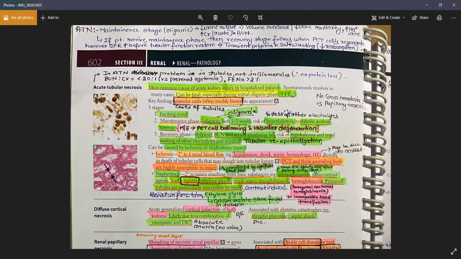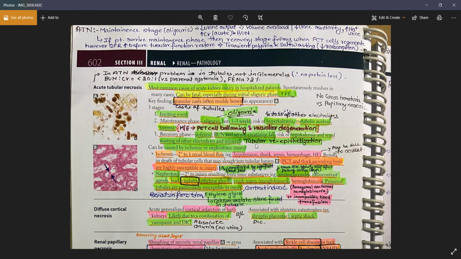If the patient survives this maintenance phase, then they will enter into the recovery phase where the PCT cells regenerate. However, the GFR is increased because the tubular function is not restored right now. So a transient polyuria and salt wasting will happen. For the treatment in the maintenance phase, you need to give the patient calcium, sodium. In the recovery phase, you need to maintain the calcium, sodium, potassium, magnesium of the patient.